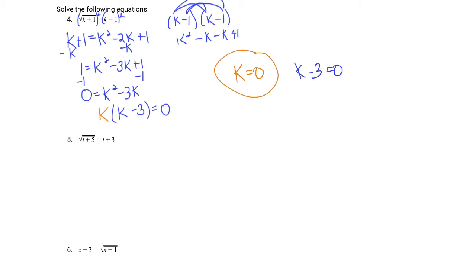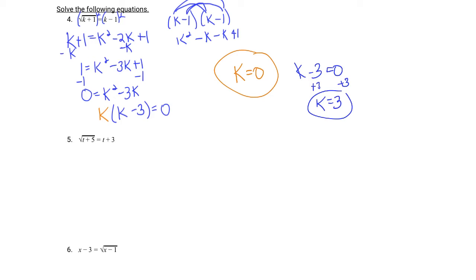K equals 0 is one possibility. We have to add 3 to each side to get k alone, so k is 3. That's another possibility. Here's where the extraneous solution comes into play. We need to now plug both of these solutions into our original equation to see if they work.